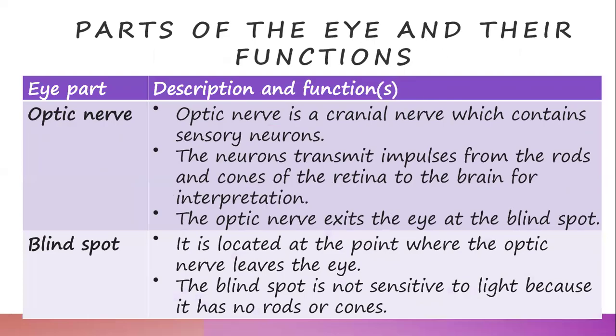The other part is the optic nerve. The optic nerve is the cranial nerve which contains the sensory neurons. The neurons transmit the impulses from the rods and the cones of the retina to the brain for interpretation. The optic nerve exits the eye at the blind spot. This blind spot is located at the point where the optic nerve leaves the eye. The blind spot is not sensitive to light at all because it has no rods or cones.